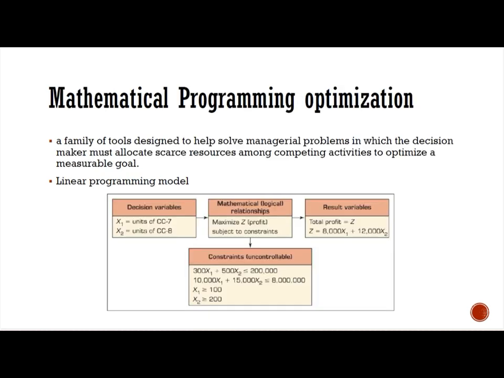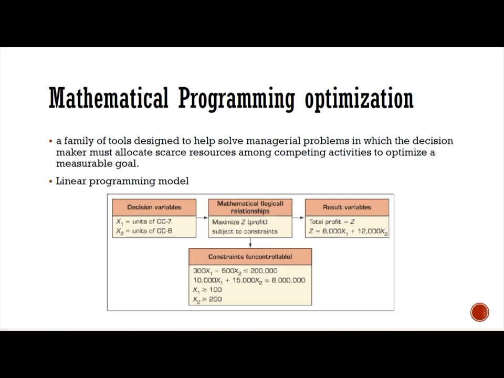Mathematical programming optimization. Mathematical programming is a family of tools designed to help solve managerial problems in which the decision maker must allocate scarce resources among competing activities to optimize measurable goals. For example, the distribution of machine time among various products is a typical allocation problem. Linear programming is the best known technique in the family of optimization tools called mathematical programming.